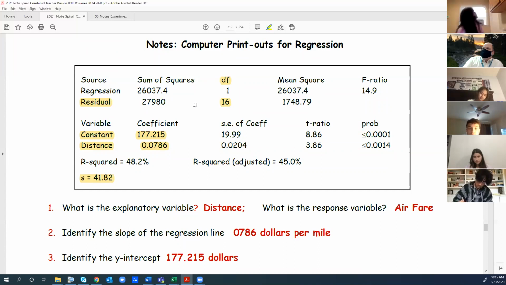27,980 and you divide it by 16. So the 27,980 divided by 16, well, that happens to equal 1,748.79. So it happens to equal this value. If you take the square root, now do this please for me, take the square root of 1,748.79. And when you take the square root of that, you end up getting S equal to 41.82. All right? So basically taking the square root of this value right here gives you that value.